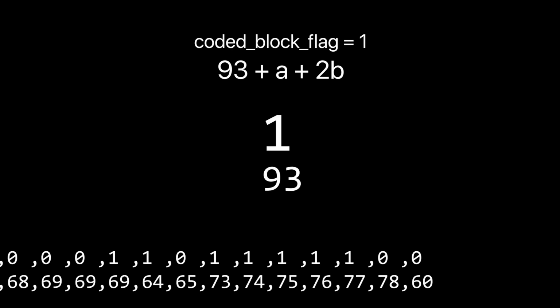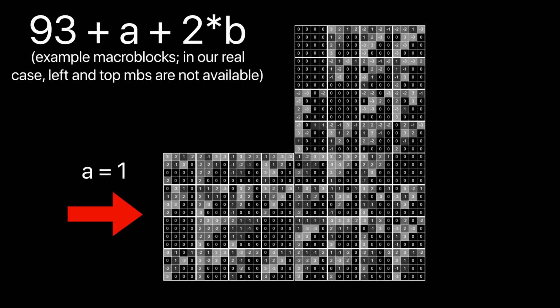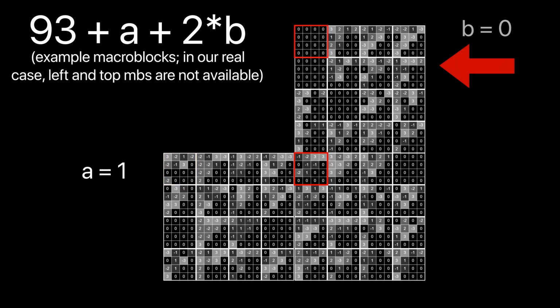We will use context model 93 plus A plus 2B to encode this flag. Set A to 1 if the left Macroblock is available and its corresponding 4x4 Luma block is not empty. Set B to the same, but for the top Macroblock.